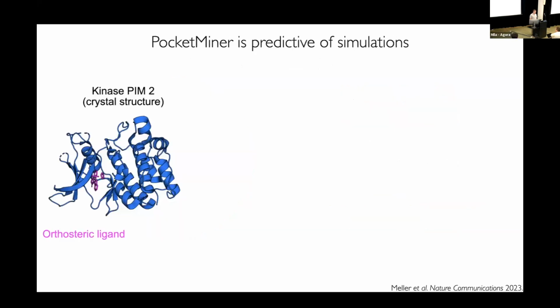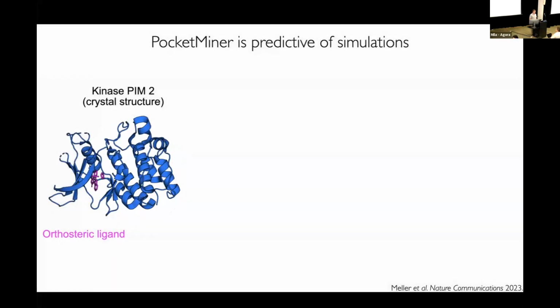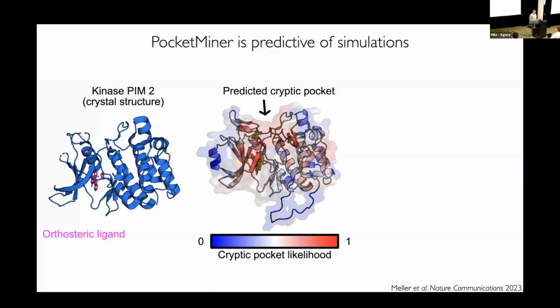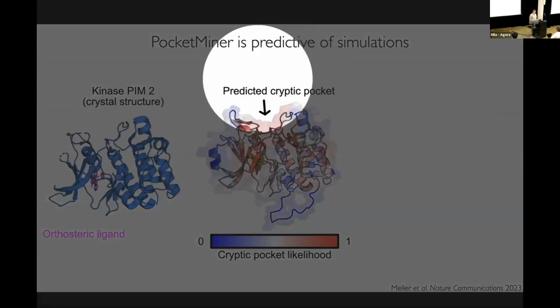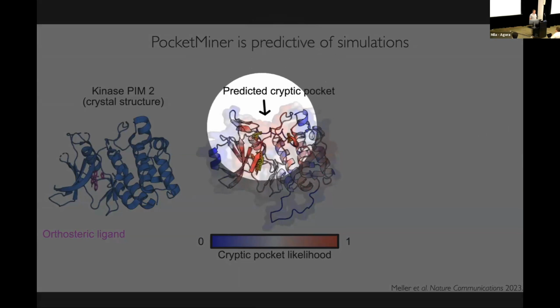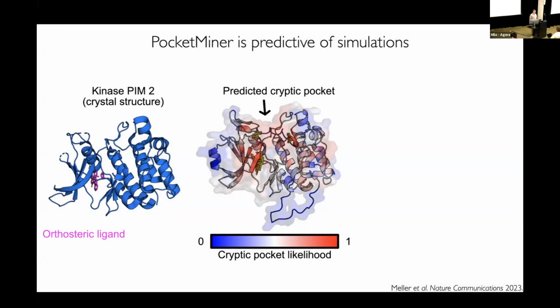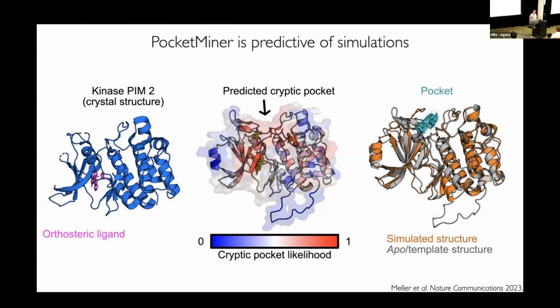So one example is a kinase called PIM2 that's of interest in cancer. We applied PocketMiner and predicted that there's a number of residues up near the top here that have a high probability of participating in cryptic pockets and are nicely co-located with each other. So based on this, you can imagine some cryptic pocket opening there if we could watch this protein's dynamics. And now we can say, okay, with our simulation tools, we can watch this protein's dynamics.